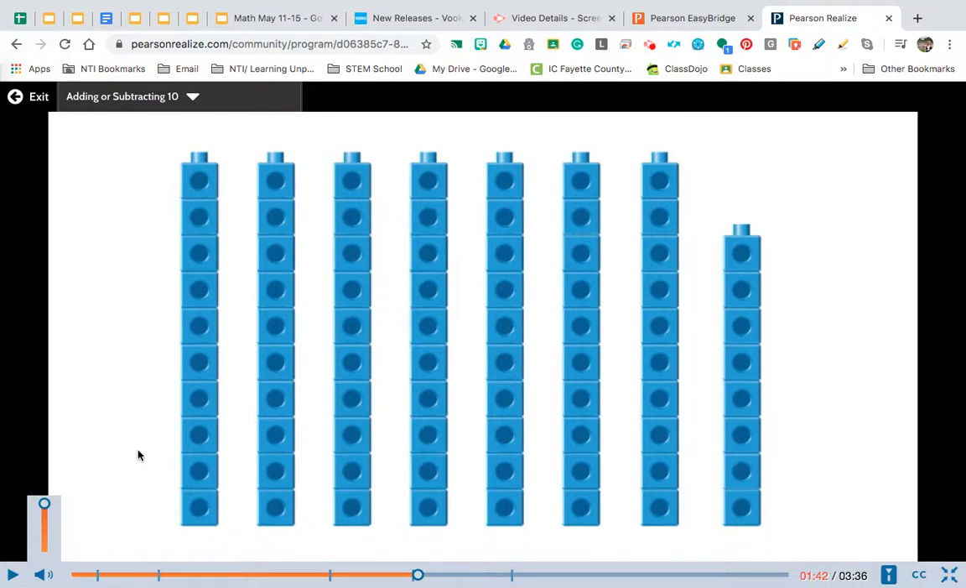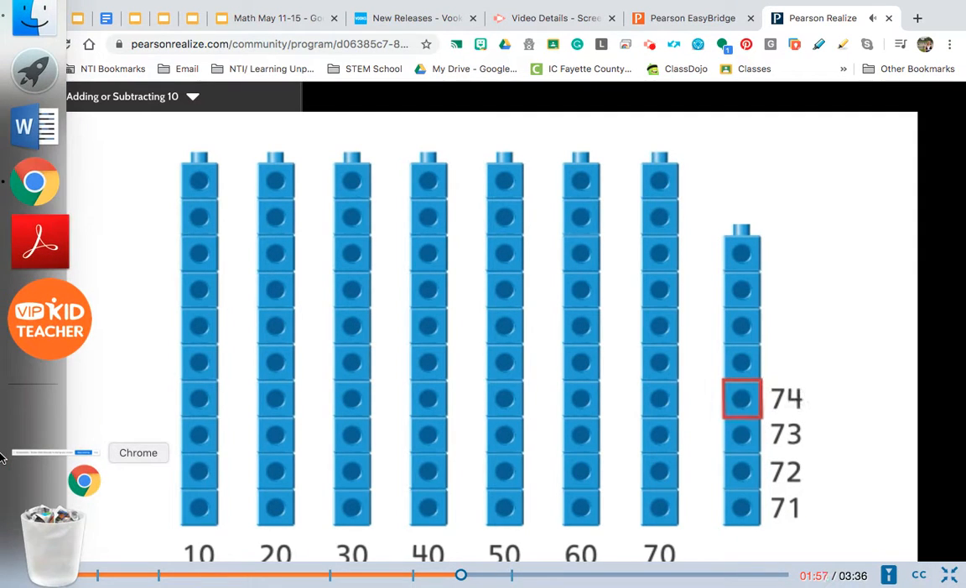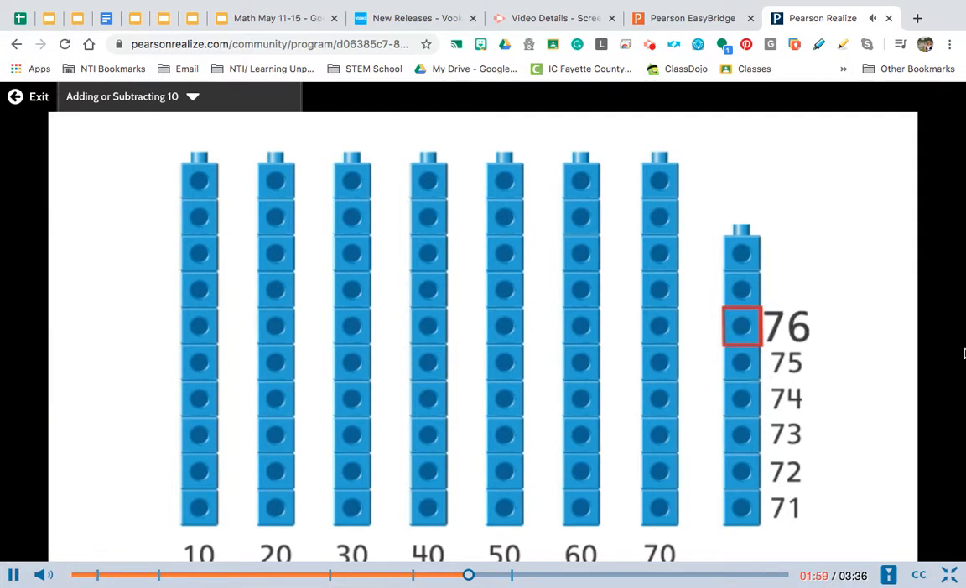That's for you guys to think about and figure out. I see 10, 20, 30, 40, 50, 60, 70, and 8 more cubes. That's 71, 72, 73, 74, 75, 76, 77, 78. I see 78 cubes. There are 78 cubes.